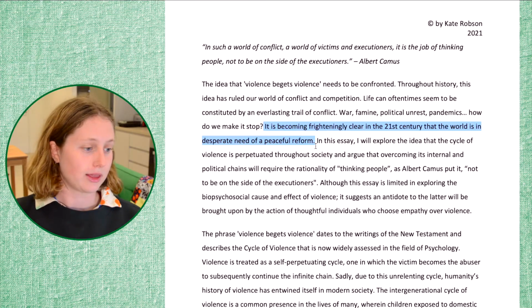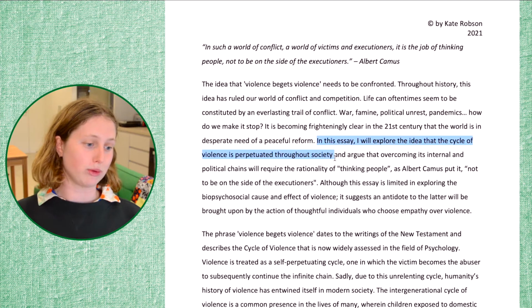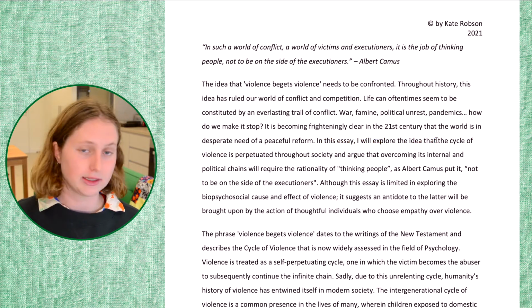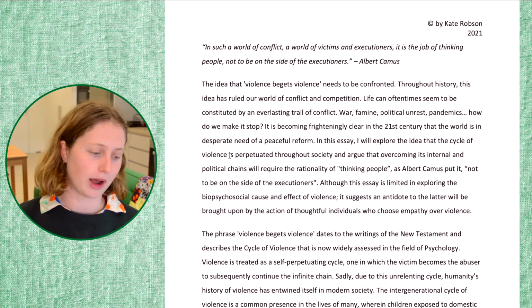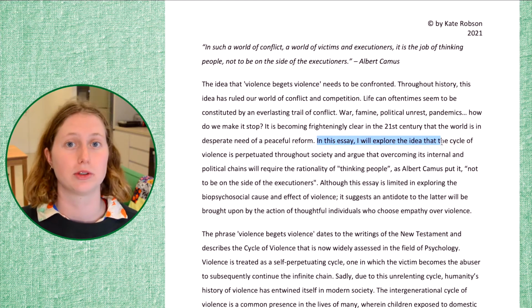All right, then we go into the thesis, and you don't have to do it this way. I say, in this essay, I will explore the idea that. Instead, you might want to just say the cycle of violence and start it from there. I found that doing that kind of set the reader up to know that I'm about to say my thesis, because I'm about to say exactly what I'm going to talk about.